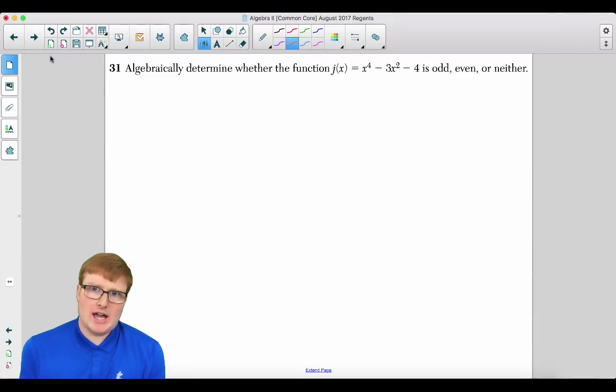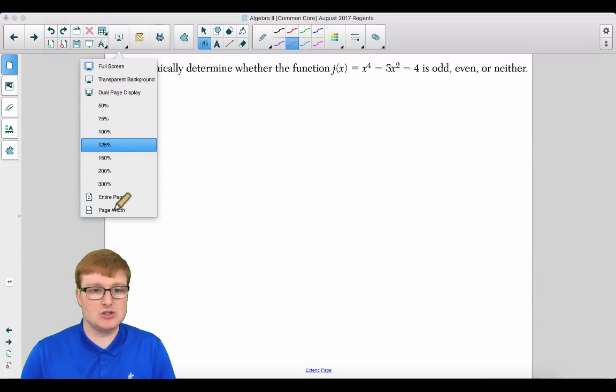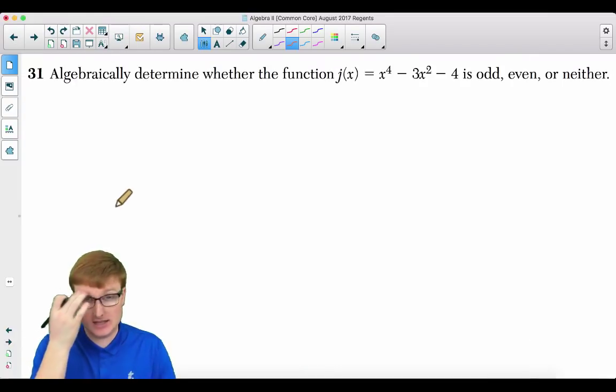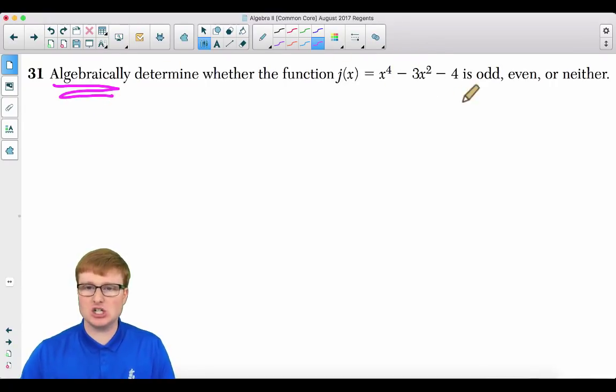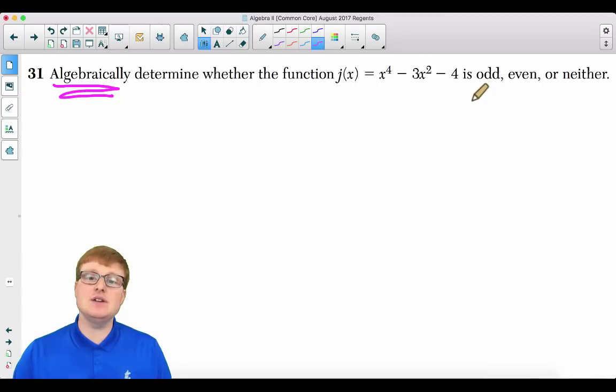Oh, I saw this one. My stomach drops. This is a new question on the Algebra 2 Regents. And I should add this again to my facts you must know cold for the Regents exam. Like those study guides that I make, it takes a couple rounds of testing to go through, and I need to know what's on the exam. It says algebraically determine whether this function is odd, even, or neither.